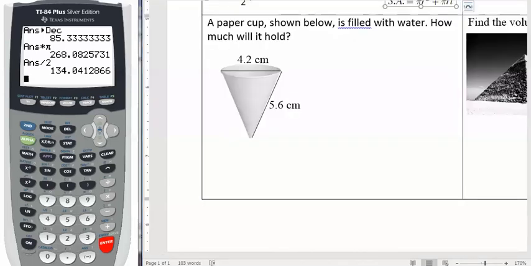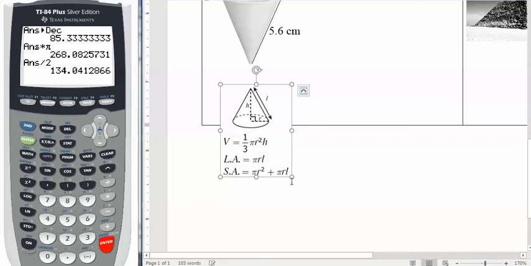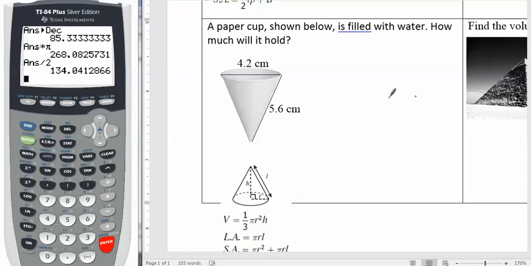In the next example, it says a paper cup shown below is filled with water. How much will it hold? Well, they showed us our picture, and it looks like our cone. So if I bring my formula down, it looks just like this one. And let's go ahead and do some work. I know that my volume formula is here. So let's see. Volume equals 1/3 pi r squared times h.